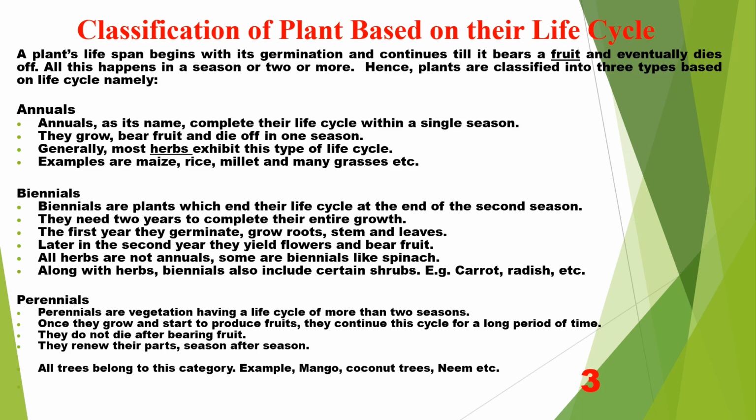Then we have perennials. Perennials are vegetation having a life cycle of more than 2 seasons. Once they grow and start to produce fruits, they continue this life cycle for a long period of time. They do not die after bearing fruits. They renew their growth season after season.